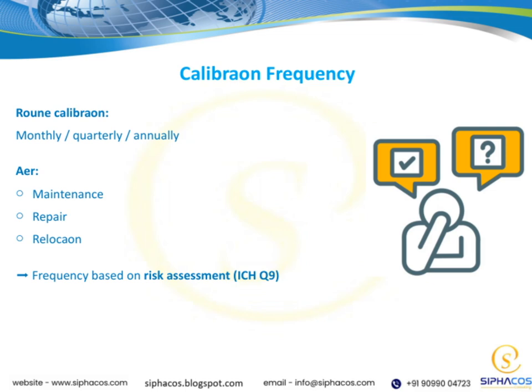The key point here is that the frequency of calibration and these follow-up activities should be determined based on a risk assessment, as outlined in ICH Q9. This means we evaluate the potential impact of calibration errors on product quality and process performance, and then set our calibration intervals accordingly. So, rather than sticking rigidly to fixed schedules, we tailor our calibration approach to the actual risk involved. This ensures we maintain confidence in our measurements, optimize resource use, and uphold compliance across the board.